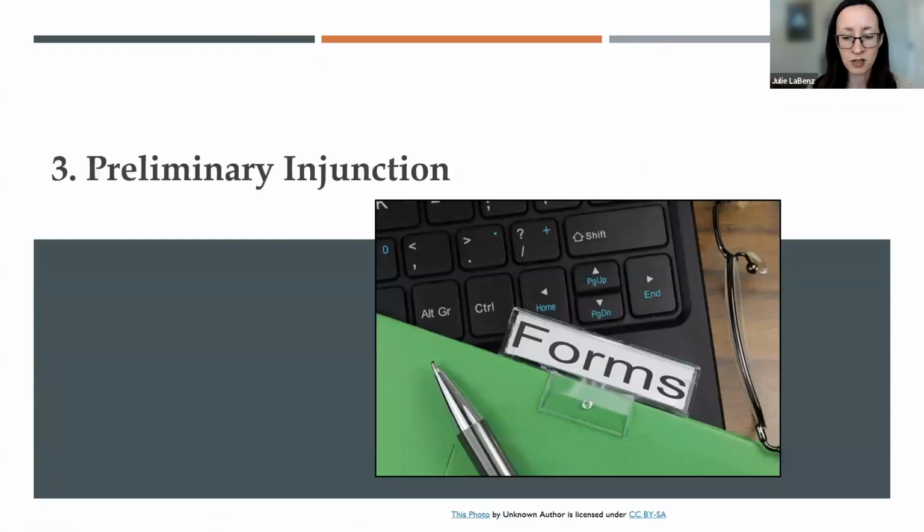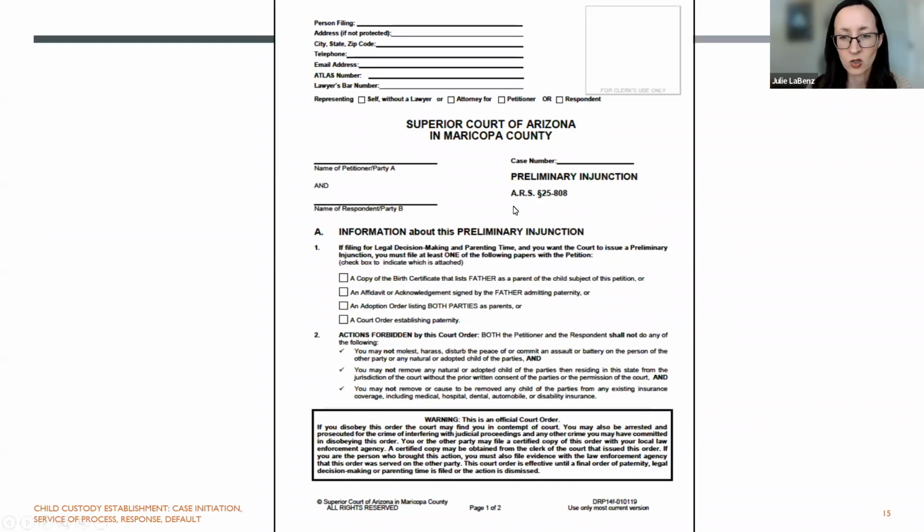Then there's the preliminary injunction. So this again is the Maricopa County form. Change this if you're in a different county. Fill out the top, fill out the parties. You won't have a case number yet, so that's just fine. You'll get that upon filing.